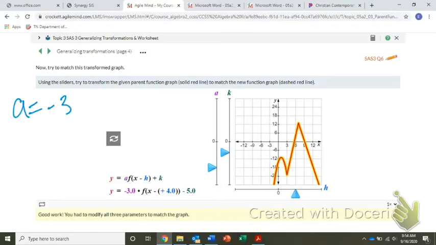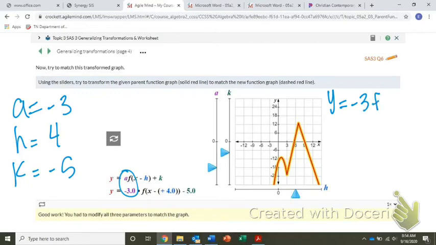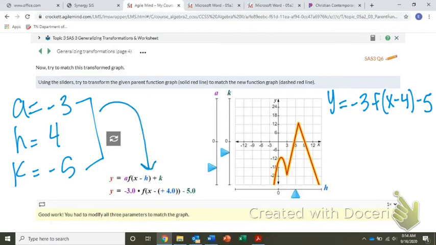A equals -3 because it's in the purple right here. H equals +4. We had to move it to the right. And K is a -5 because we had to go down. So, y equals -3 times f of x minus 4 minus 5. All right, so all I did was take these 3 values and simply plug them in to this original equation, okay?